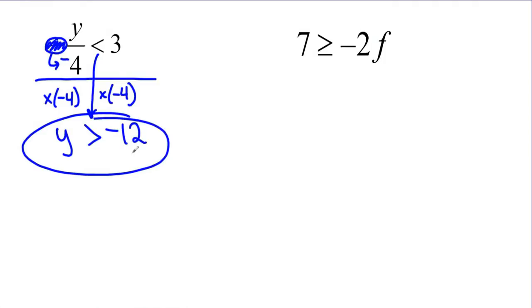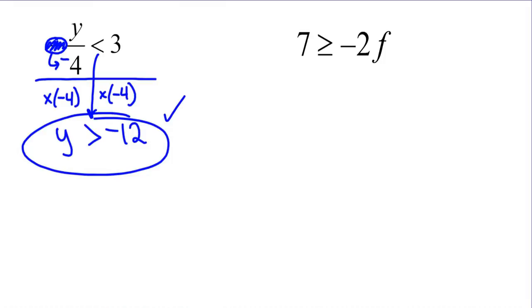So again, if you want to test that, pick something that's greater than negative 12 to see if it works. 0 is an easy number. 0 is greater than negative 12, and 0 divided by negative 4 is 0. 0 is less than 3, so that checks out. So make sure you check those if you're not sure.